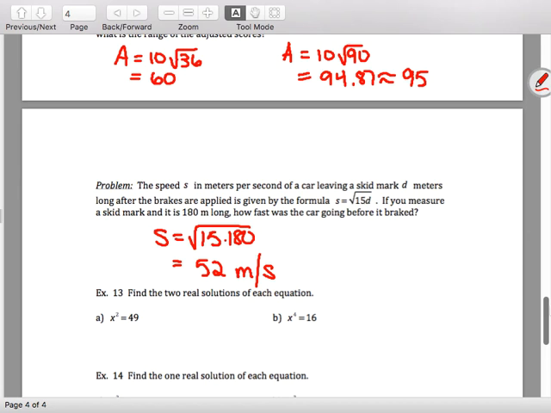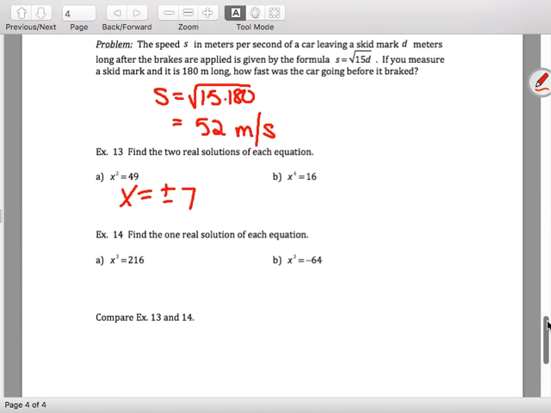All right, in example 13, it says find two real solutions. Now this is an equation. So we saw words, we saw a radical symbol, and now we're seeing an equation. If I have x squared equals 49, x would be plus or minus 7. And we did this back in chapter 4 in our quadratic unit. Letter B. If x to the 4th is 16, you can use the pink paper or you can use a calculator. This is plus or minus 2 because 2 to the 4th is 16 and negative 2 to the 4th is 16.